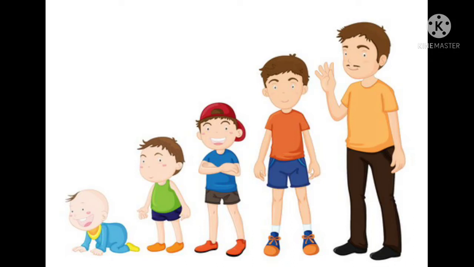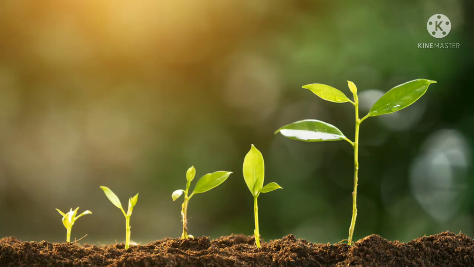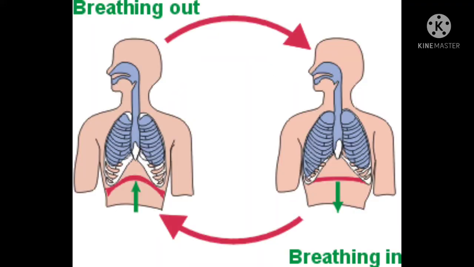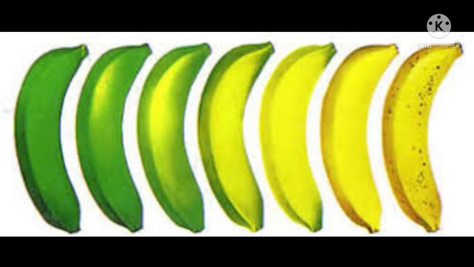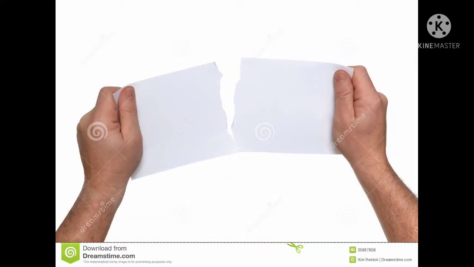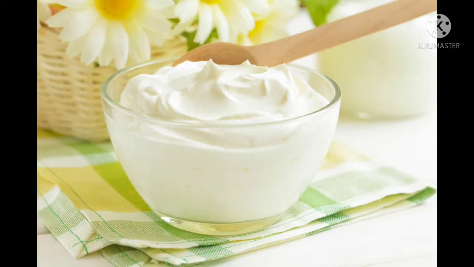Can you give some changes that are taking place around us? Some of the changes around us are growth of a plant, digestion in our body, respiration, ripening of fruits, rusting of iron, melting of ice into water, blooming of a flower, tearing of paper, formation of curd from milk, etc.